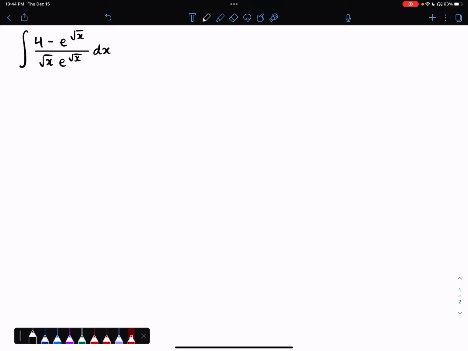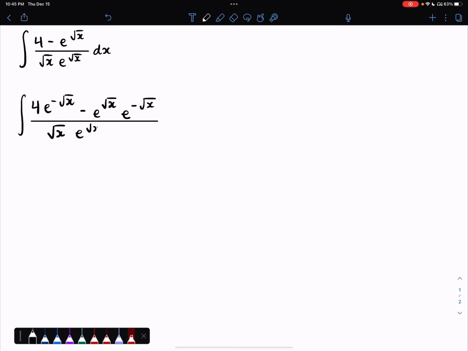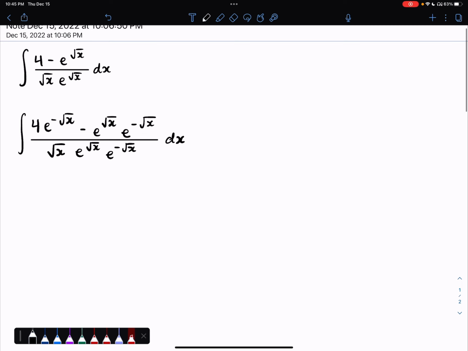So we're going to get the integral of (4e to the negative square root x minus e to the square root x times e to the negative square root x) divided by (square root x times e to the square root x times e to the negative square root x) dx, which looks messier, but we can do some canceling here. So you notice that here we have two of the exact same terms.